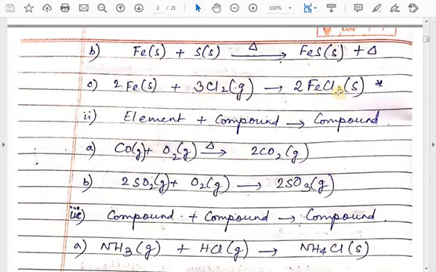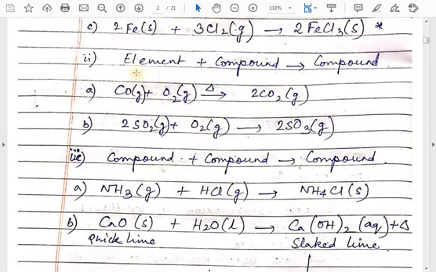Example, iron 3 chloride or ferric chloride. Iron 3 means the oxidation state or balance state of iron is +3. This is very important reaction which is again required in class 10. You can see iron is solid iron, through which when chlorine gas is passed, you will get iron chloride solid, salt.